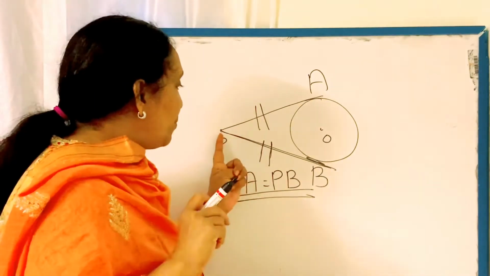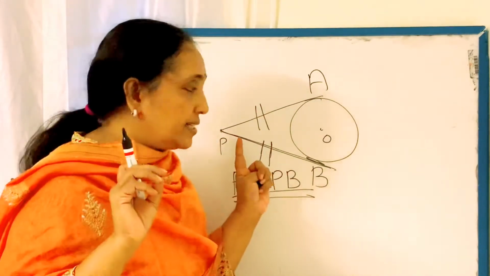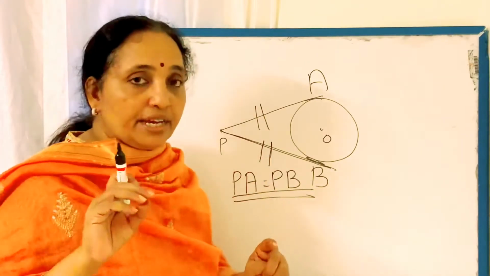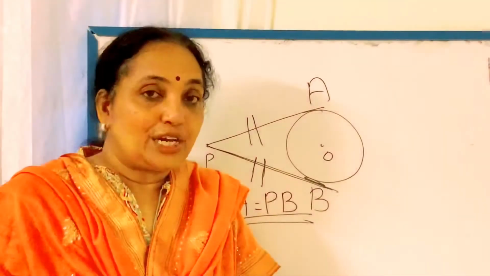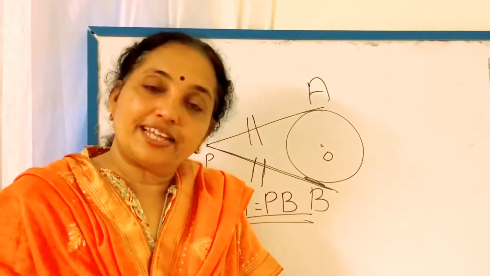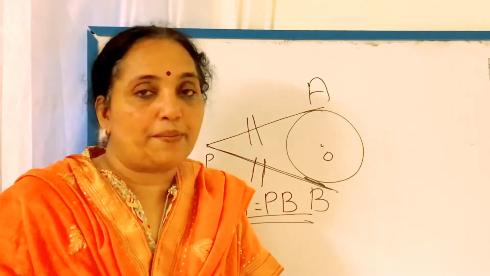From an external point we can draw two tangents to a circle, and those two tangents will be equal. Now read the important points, then after that we shall do the problems based on these properties.